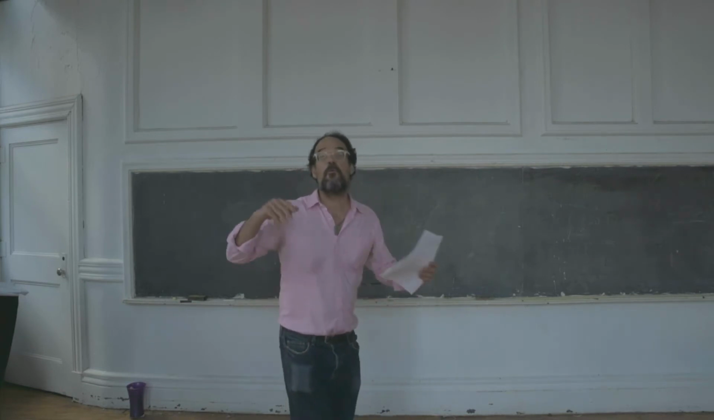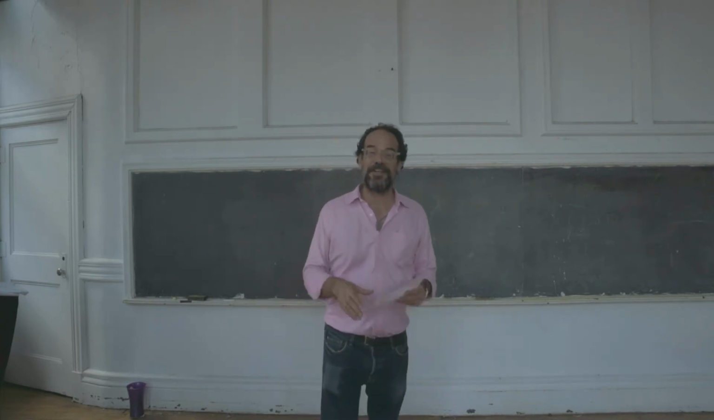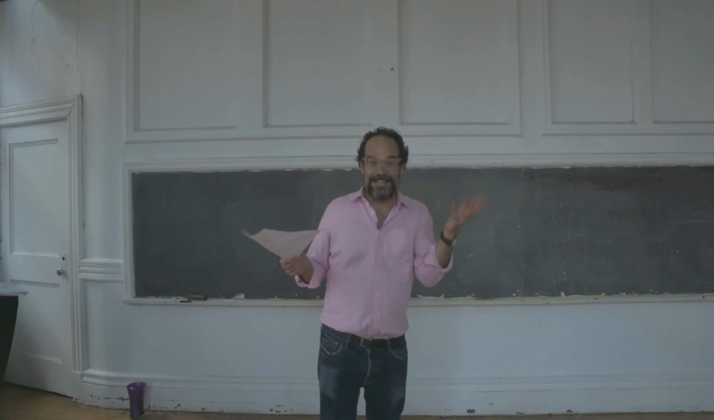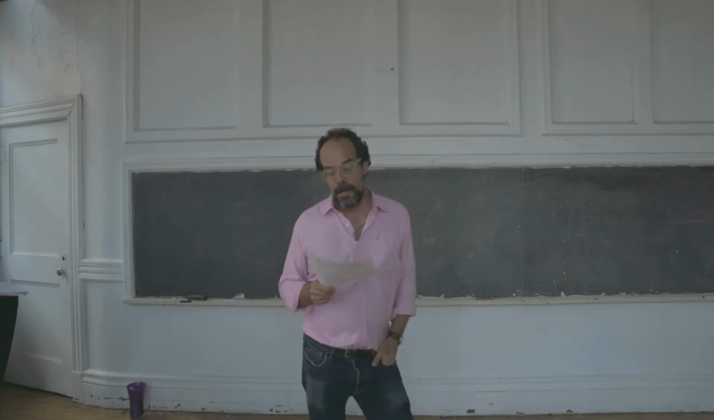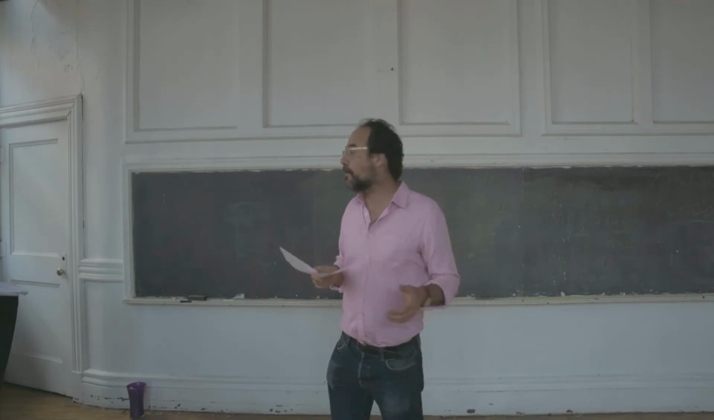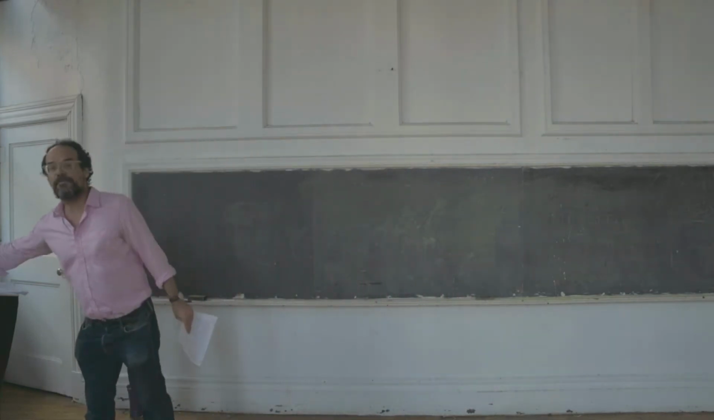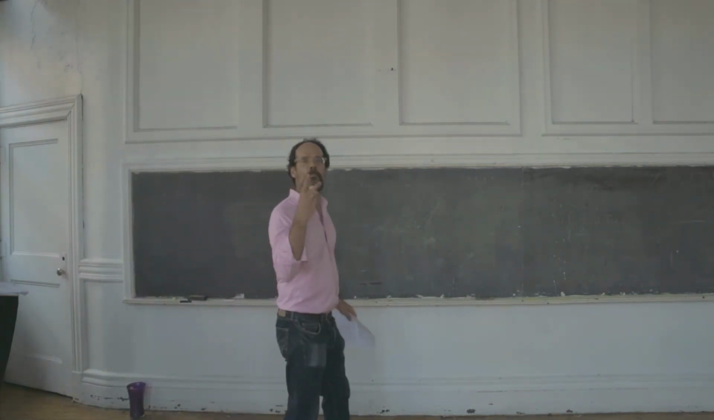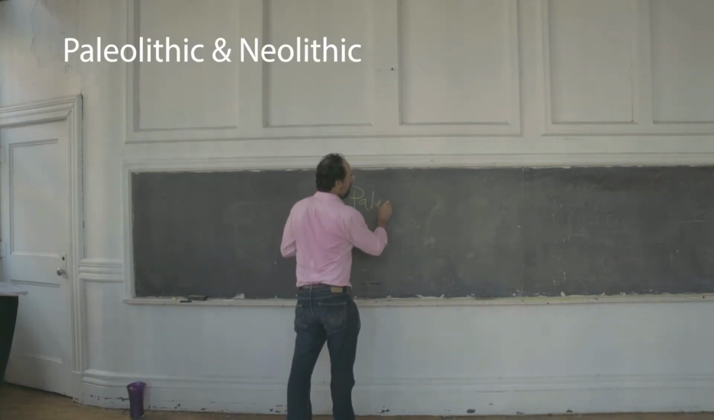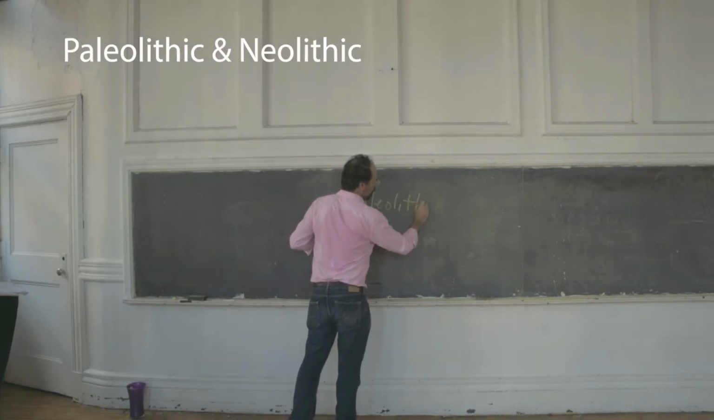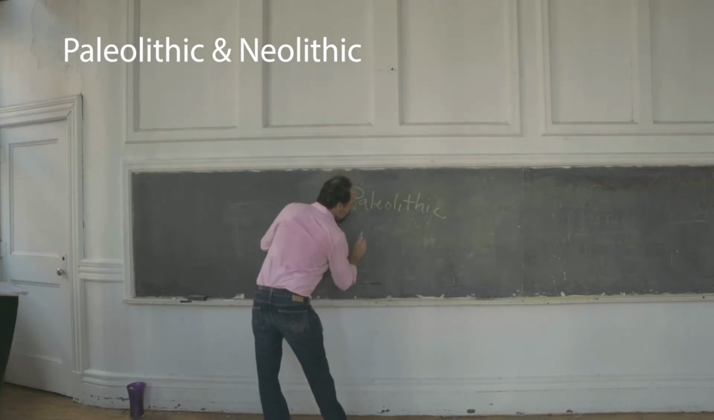Now, from 40,000 years before Christ, before the year zero, okay, till around 8,000 years before the birth of Christ, we have art. We have art, and that art is divided in two very important categories. You have the Paleolithic and the Neolithic.